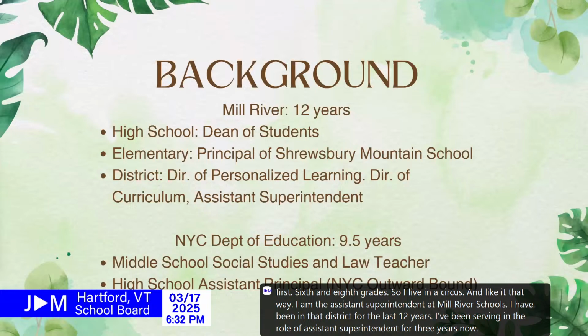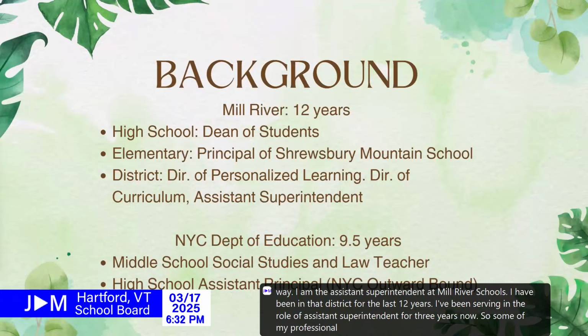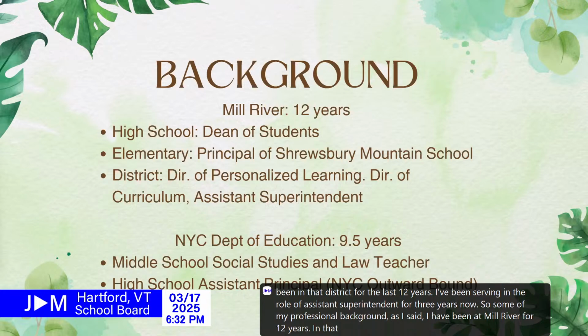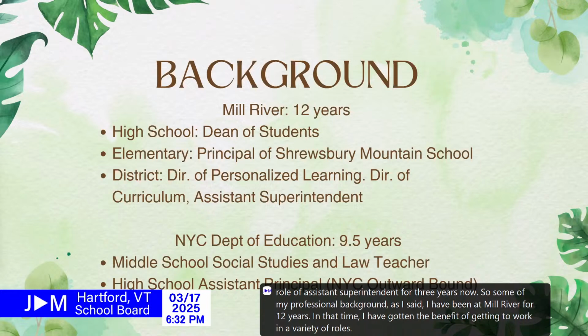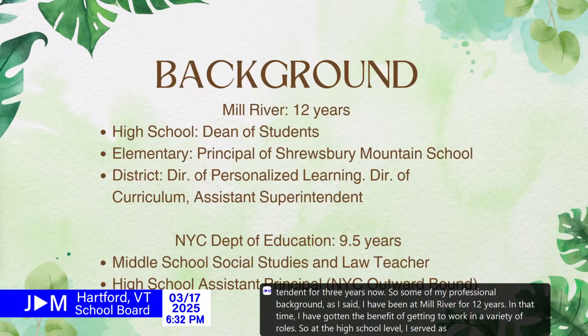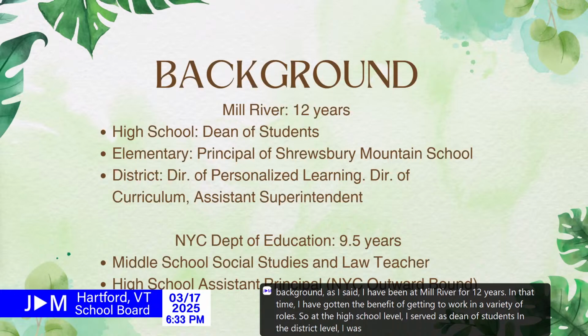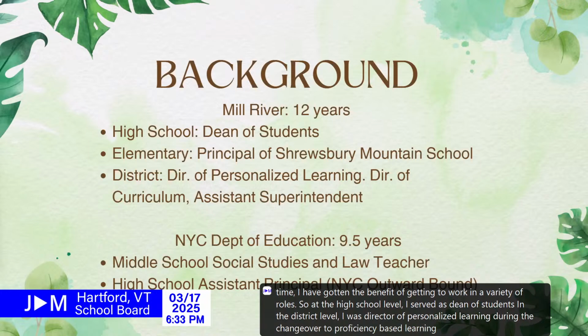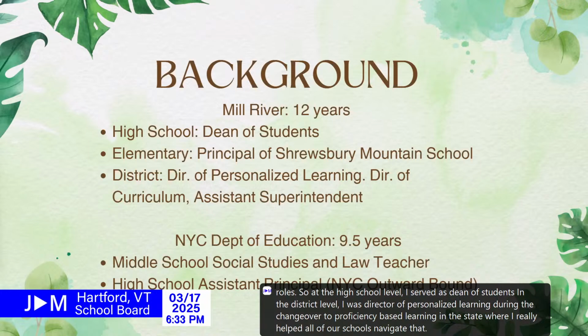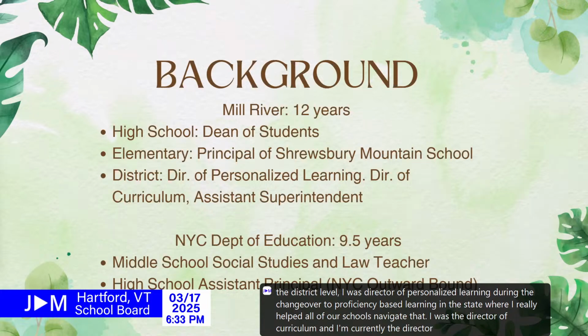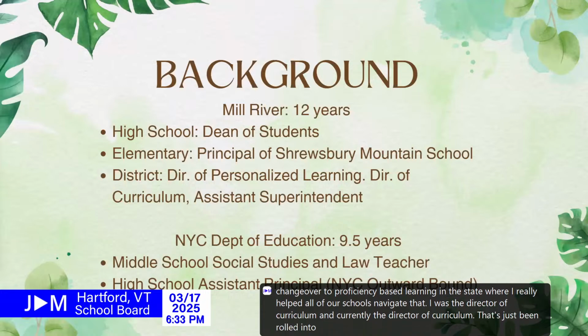So some of my professional background, as I said, I have been at Mill River for 12 years. In that time, I have gotten the benefit of getting to work in a variety of roles. So at the high school level, I served as Dean of Students. At the district level, I was Director of Personalized Learning during the changeover to proficiency-based learning in the state, where I really helped all of our schools navigate that. I was the Director of Curriculum, and am currently the Director of Curriculum. That's just been rolled into the Assistant Superintendent title.